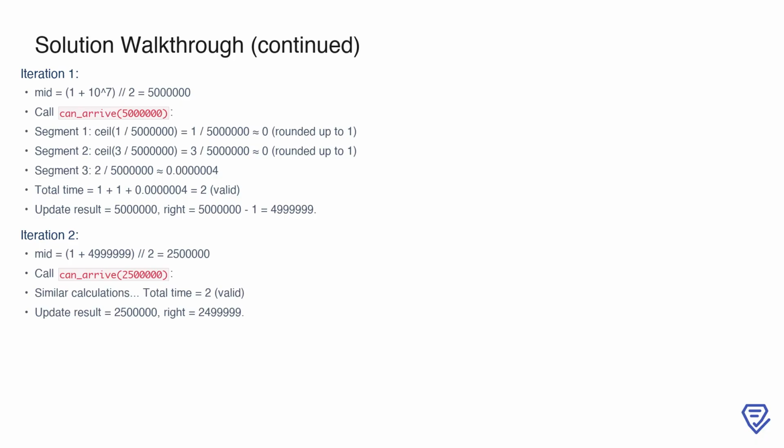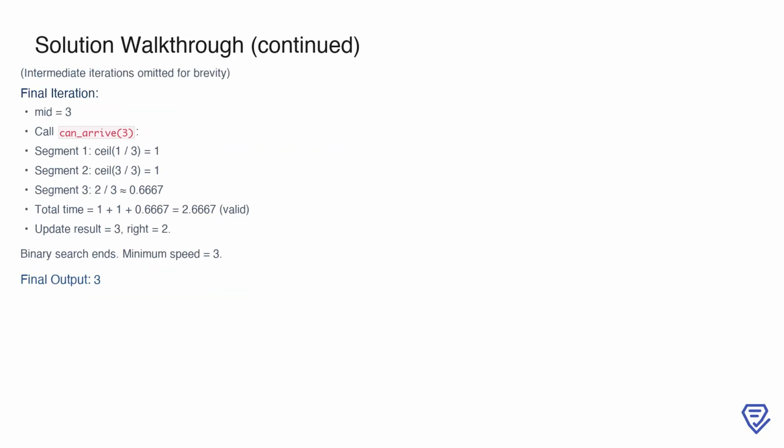In the next iteration, we have the range again, setting the midpoint to 250.0000. Repeating the calculations, the total travel time remains valid at 2 hours, so we update our result to 250.0000 and continue narrowing the range.